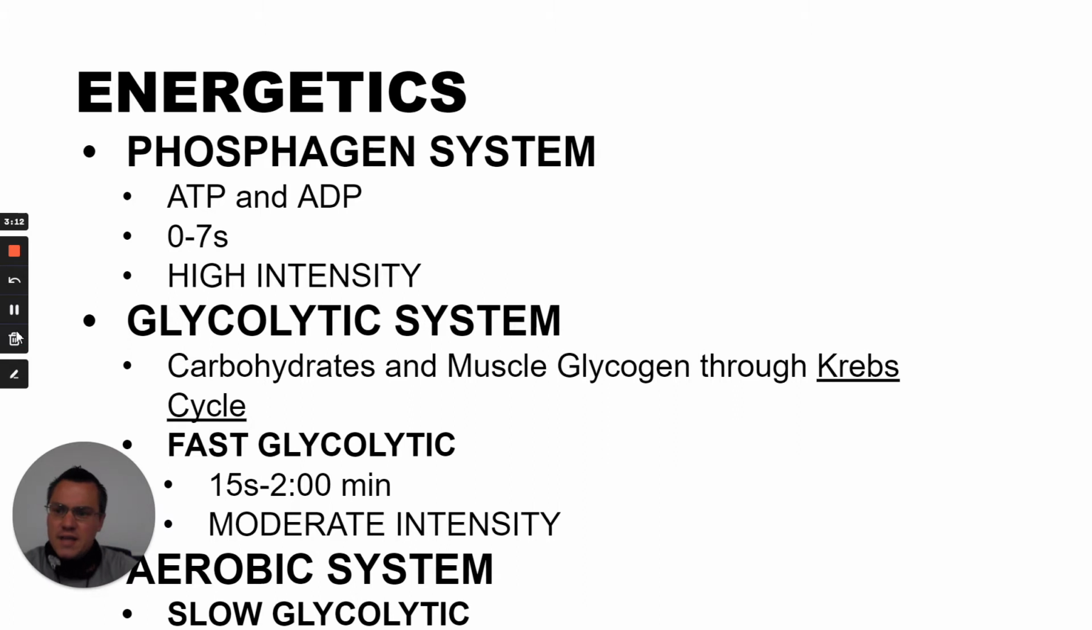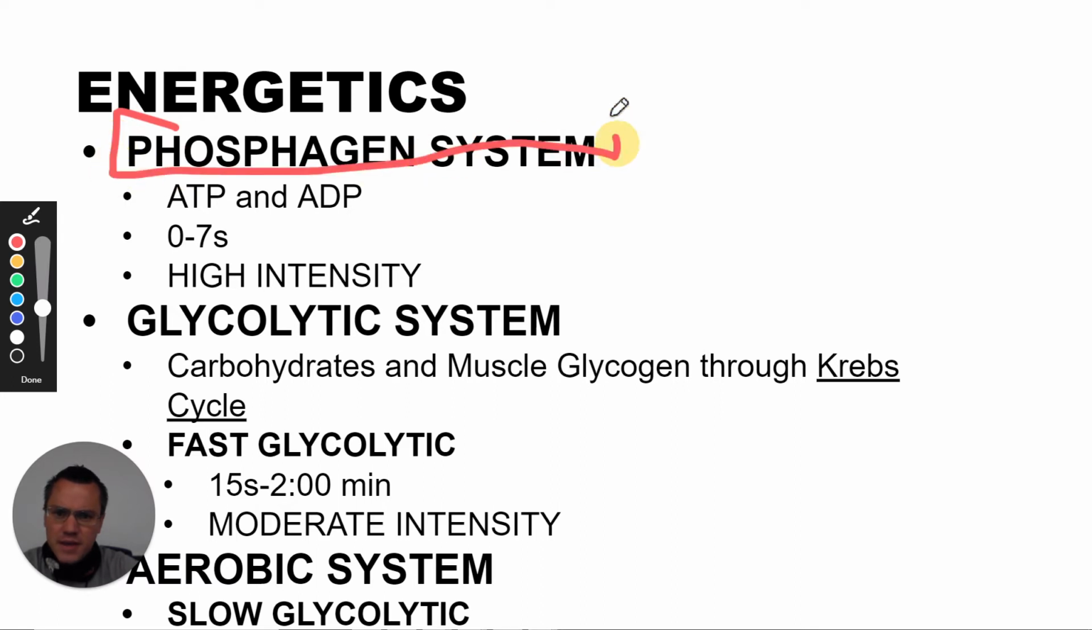Okay, to go over that in detail, the phosphagen system is the first one we'll talk about. The two chemicals present in the phosphagen system are ATP and ADP. They stand for adenosine triphosphate and adenosine diphosphate. The only difference between the two is the number of phosphates, 3 in triphosphate and 2 in diphosphate. These chemicals are released in our muscle for very, very high intensity movements, and you can only do that for about 7 seconds.